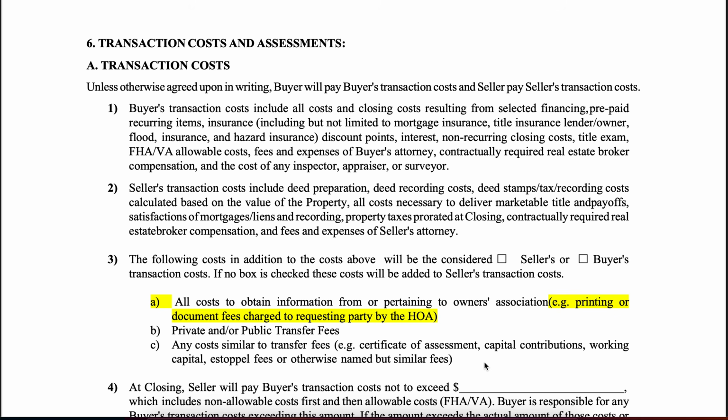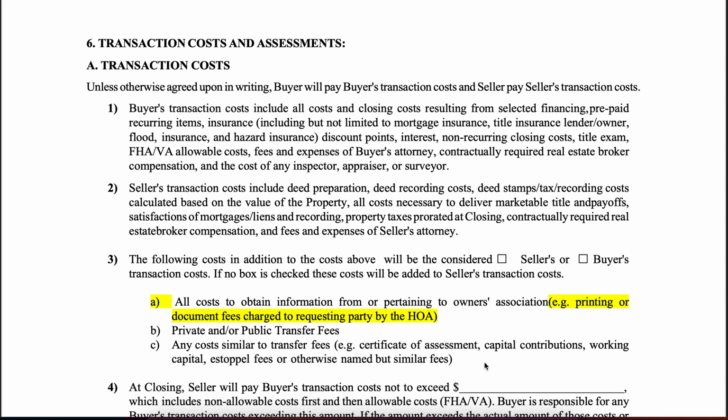So the changes that are going to be made to Form 300 and 310 are only to paragraph 6 and 22. And they're really addressing those transaction costs and assessments. So we're getting a lot of calls on the hotline about HOA assessments, special assessments. When does that fall into transaction cost? When does that apply to paragraph 22? So this change is really to try to simplify that discussion.